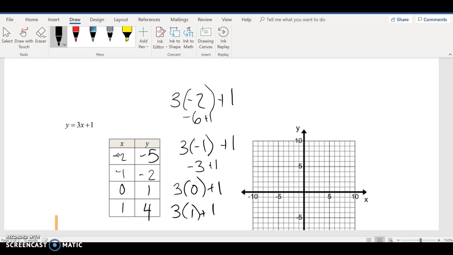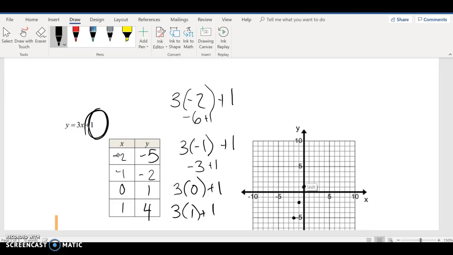All right, so if I go over -2, down 5, there's 1 point. If I go over 1, down 2, here's another point. (0, 1) should be up here. Okay, that's important. That's my y-intercept right here.